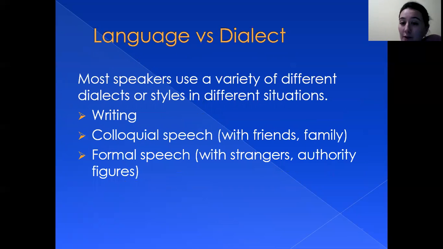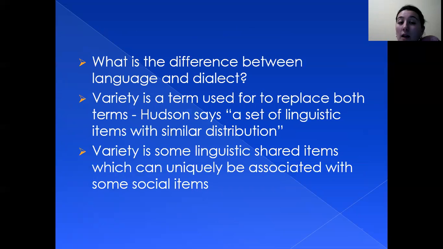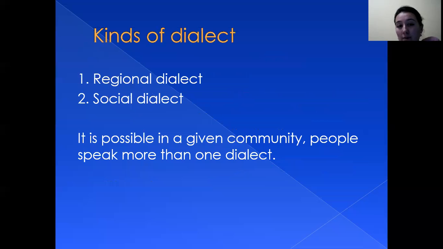So most speakers use a variety of different dialects in writings, colloquial speech with family and friends, and formal speeches with strangers, authority figures. So what's the difference between language and the dialect? Variety, this is a set of linguistic items with similar distribution. And variety is some shared linguistic items which can uniquely be associated with some social items.